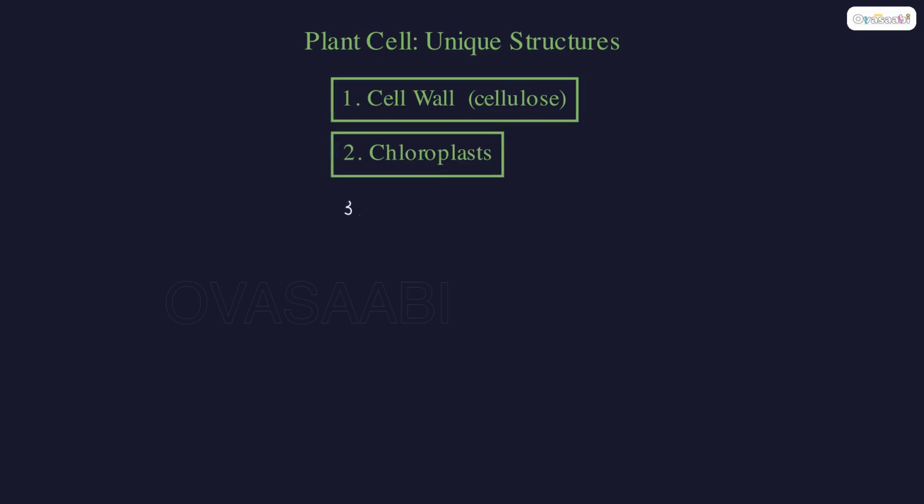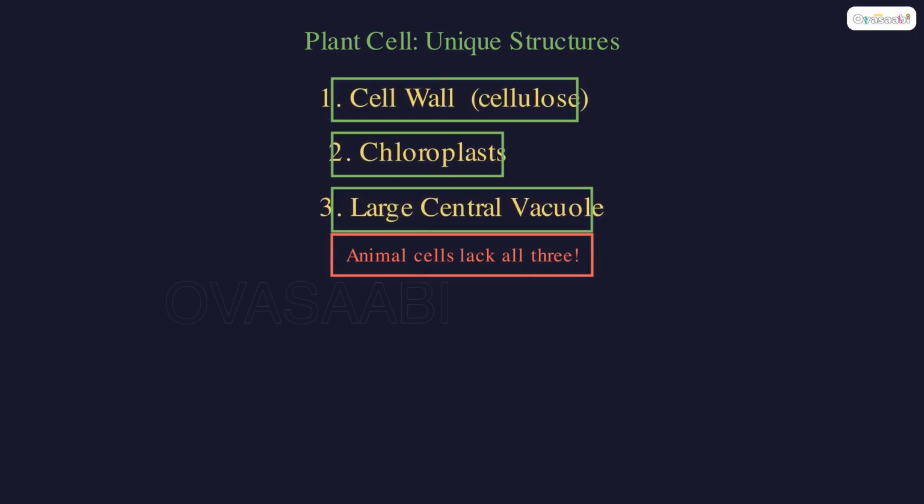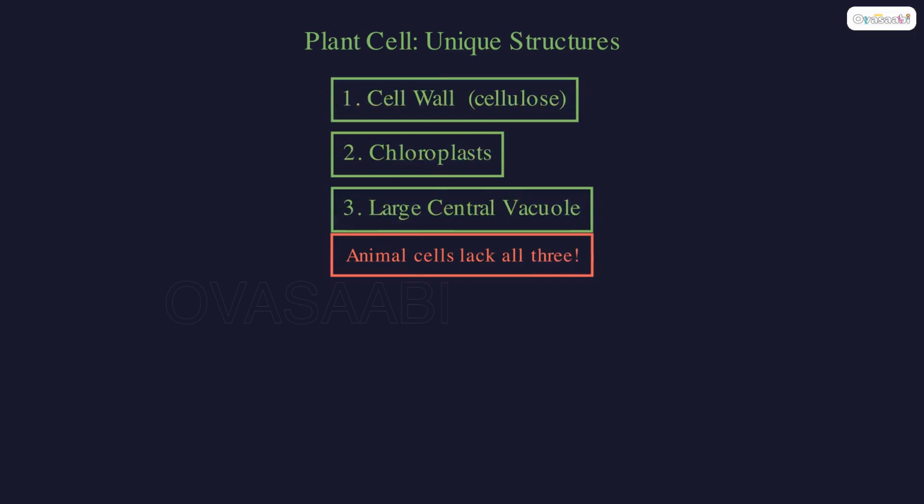The answers are cell wall made of cellulose, chloroplasts for photosynthesis, and a large central vacuole storing water. Animal cells lack all 3.